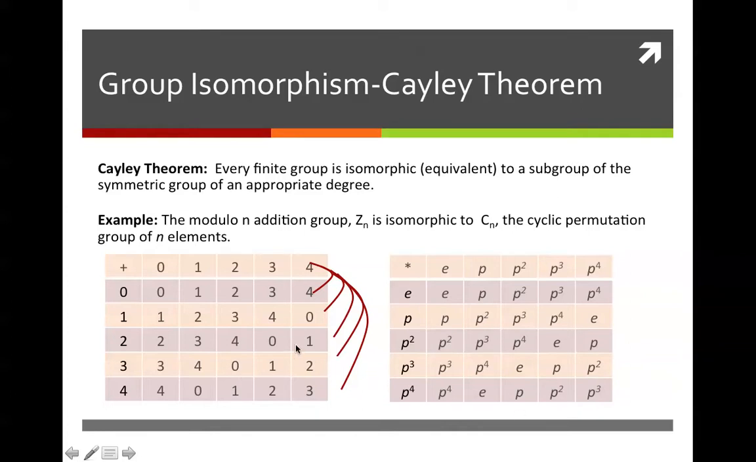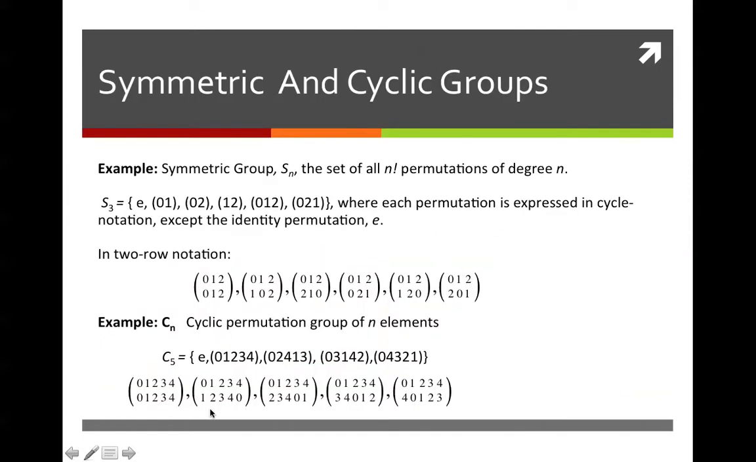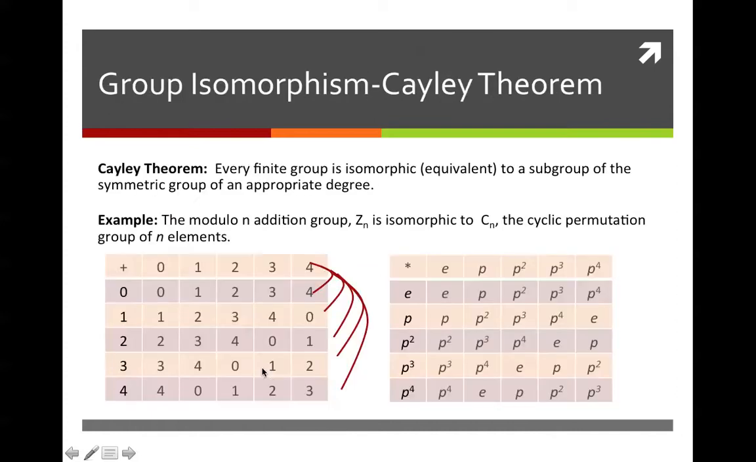But now we really have two different groups. One is identified by these elements of Z5, but the other one is identified by permutations on 5 symbols, which we have written up here, 0 through 4. So Zn is isomorphic to Cn is basically what this is stating to us. And the elements 1 and P are identified together. Once that happens, all the other elements connect together.